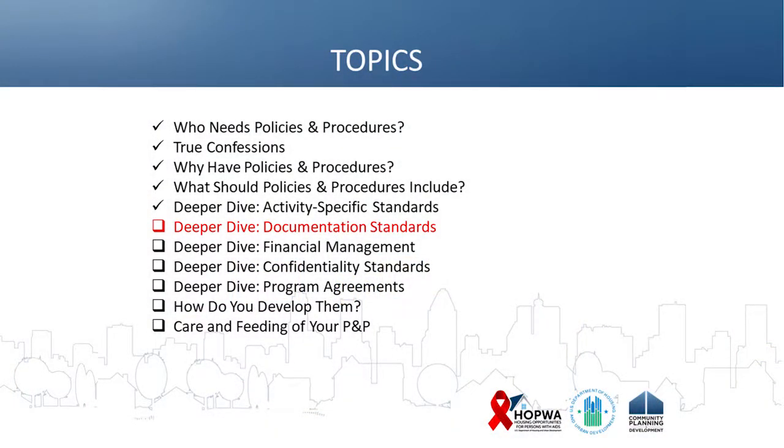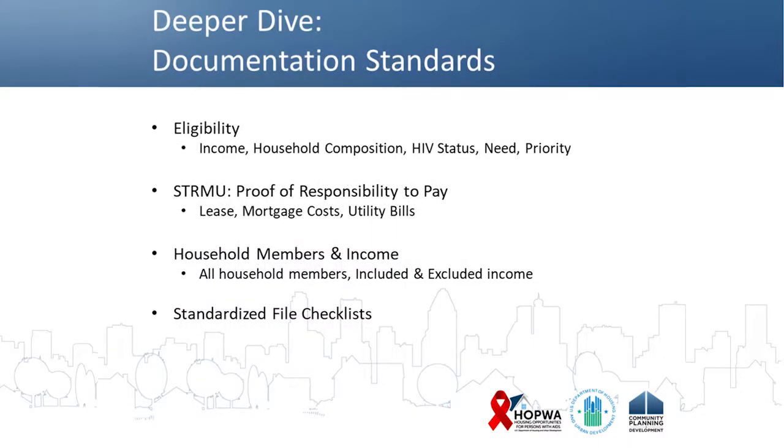Documentation standards. Some of this is going to be redundant, so I won't spend a lot of time on it. But we talked about what your standards for eligibility are. You also want to have written out, and I'd suggest this for the grantee as well as the project sponsor, what your standards are for documenting, not just determining, but documenting eligibility. And that includes what kind of documentation will be acceptable for income, household composition, HIV status, determination of need for STRMU or TBRA or another resource. And if you have any prioritization, how will that all be documented? And again, have that written, have it transparent to your clients, have it transparent to other people in the community who are referring people to your program.